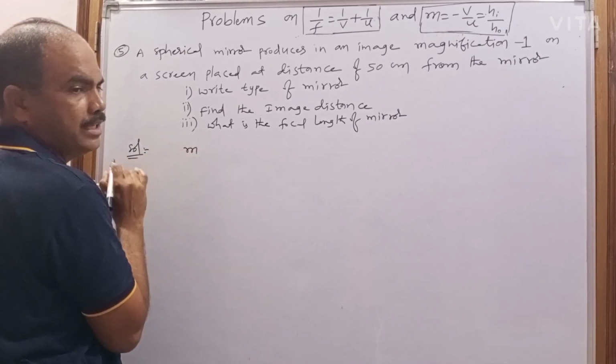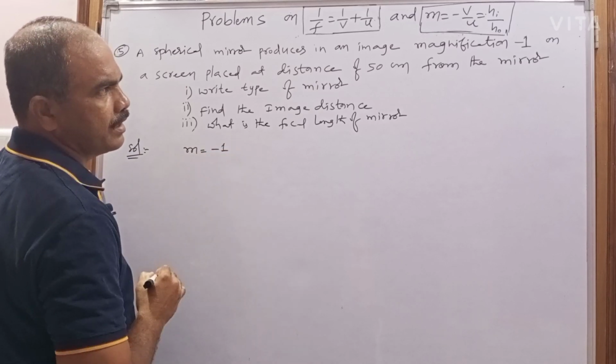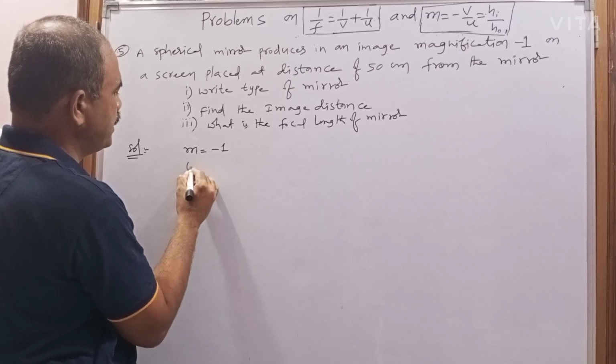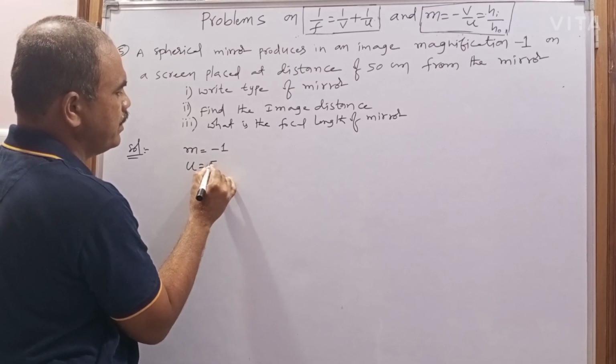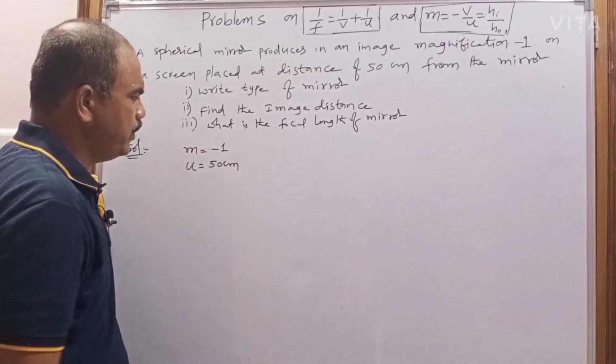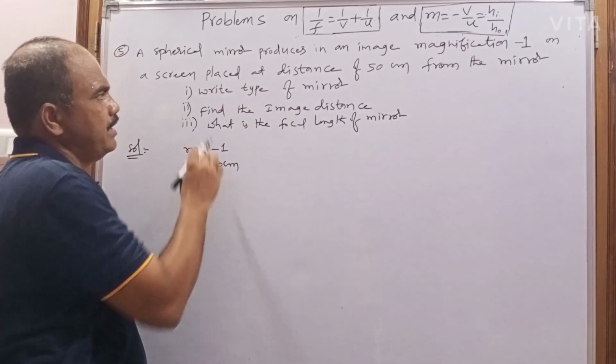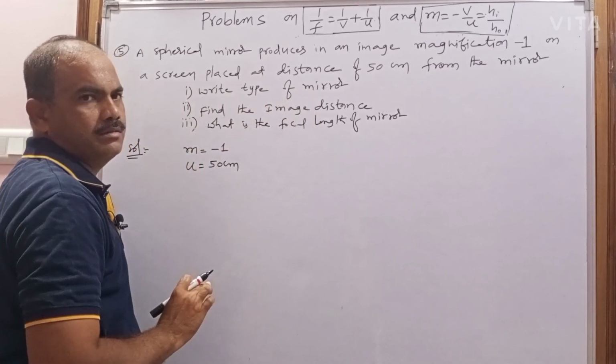Magnification is represented with the letter M. M equal to how much? -1. And next, what is given? Object distance. U equal to how much? 50 centimeter. So from the magnification you can guess the answer, and write the type of mirror.